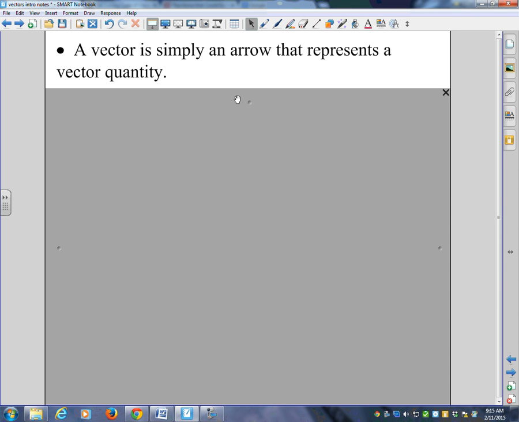A vector is simply an arrow that represents a vector quantity. What we're really teaching here is vector quantities. There are 4 vector quantities, which I will introduce you to in the near future, and the arrow just represents them.